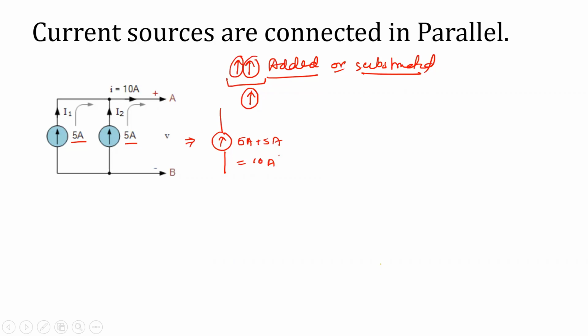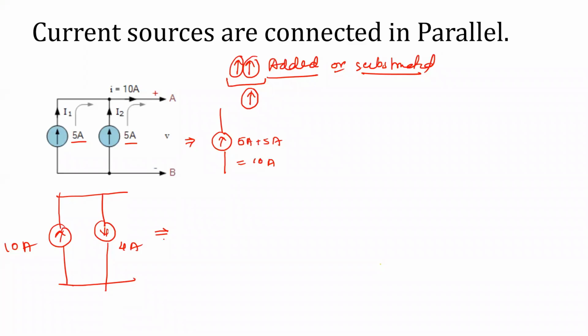Okay. Now, what happens if this is the case? One current source, another current source, one is having 10 amperes, another one is having 4 amperes. Write its equivalent current source. Obviously, it can be replaced by a single current source.